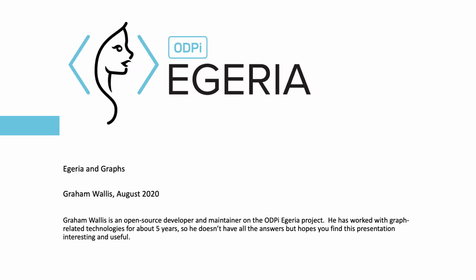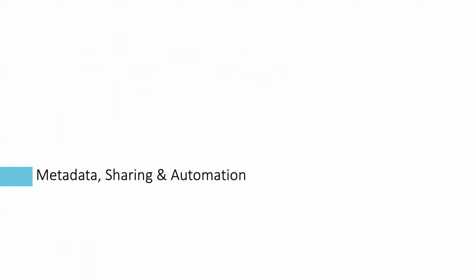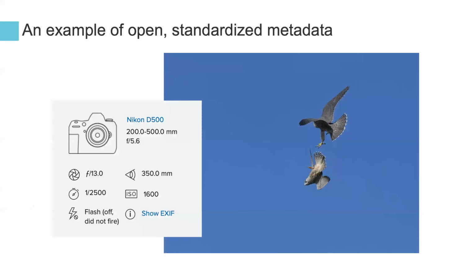So let's talk about Egeria and graphs. Before we do that though, let's just do a little level set on metadata. Let's talk a little bit about metadata and about the realities in the commercial space, about some of the challenges associated with metadata. So first of all, what do we mean by metadata?